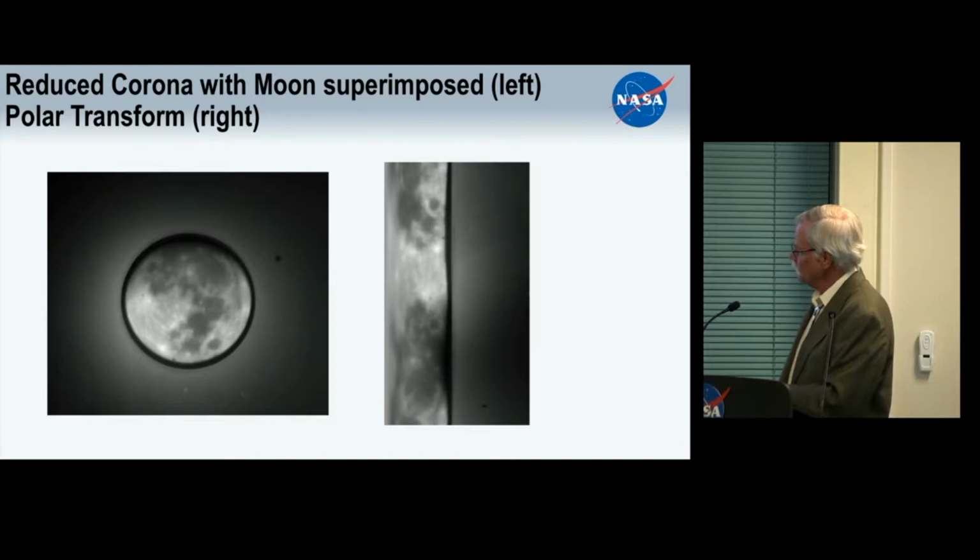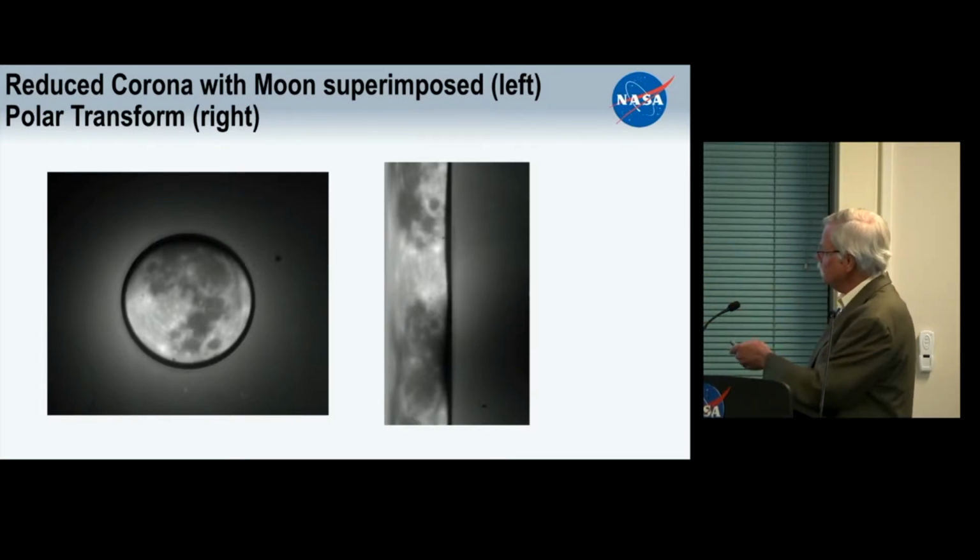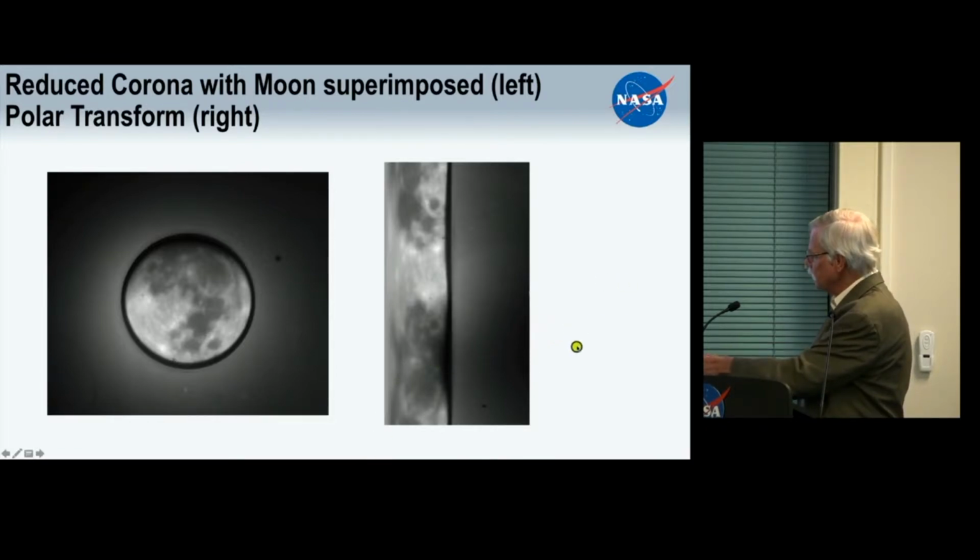This is another way to look at it. This is a polar transform. So what this means is that you can go across here. It's like cutting from the center of the moon and going out. So you can use this to make scans across this way.